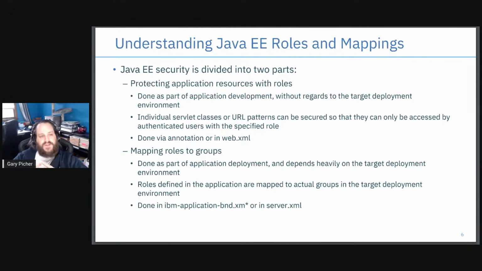Okay. Application security is primarily about understanding Java EE roles and mappings. If you're running an application in a Liberty server, you're writing your application to the Java Enterprise Edition spec. And that spec defines the ability to secure your application with roles.